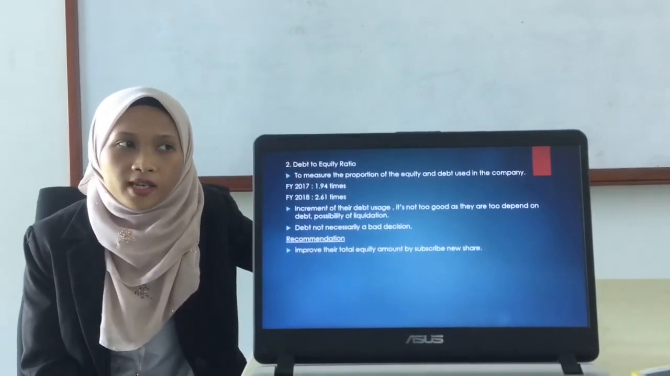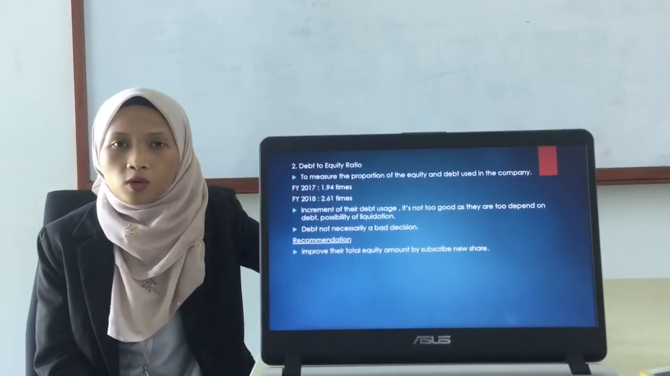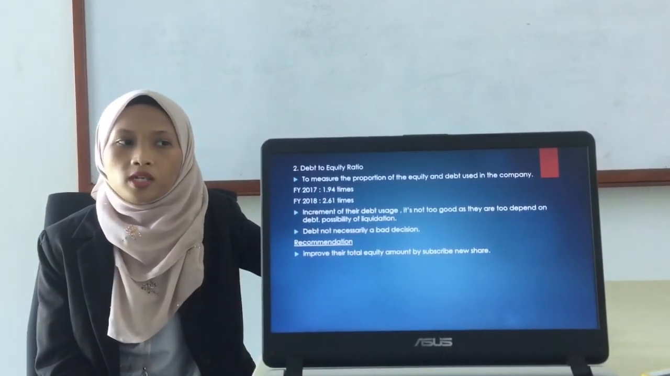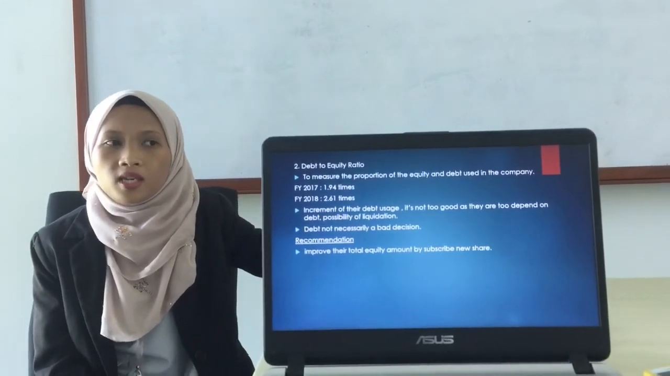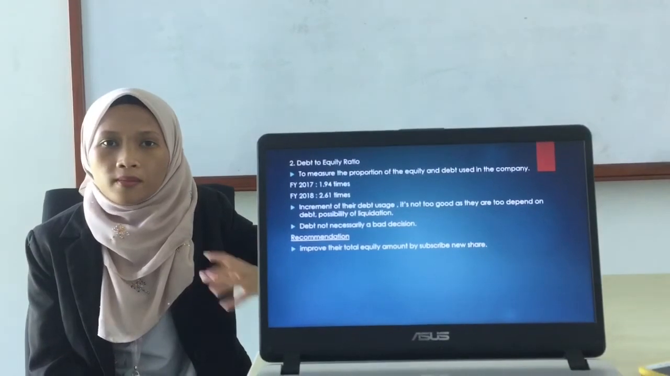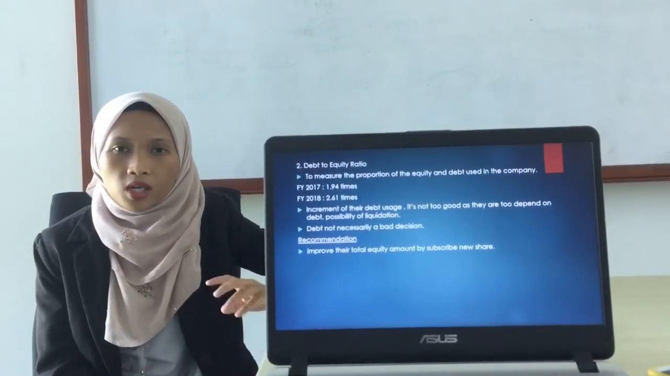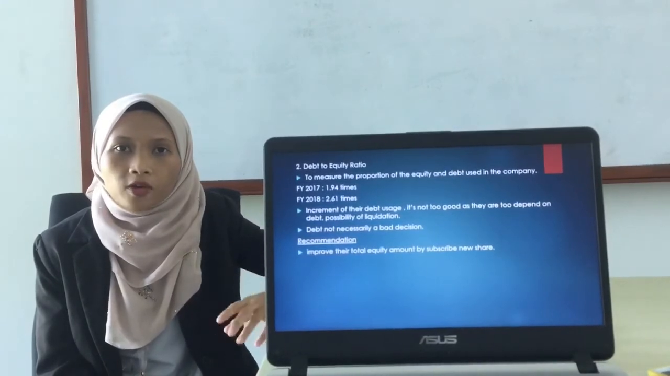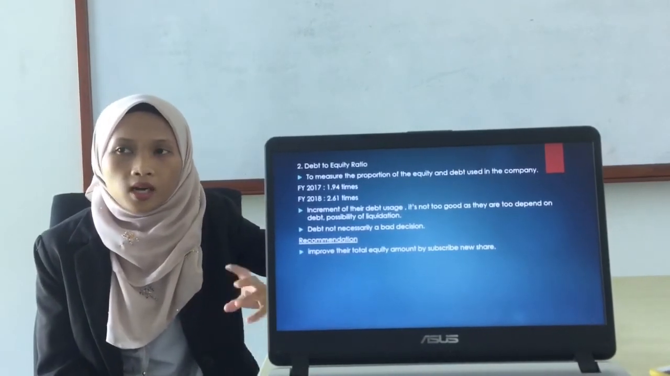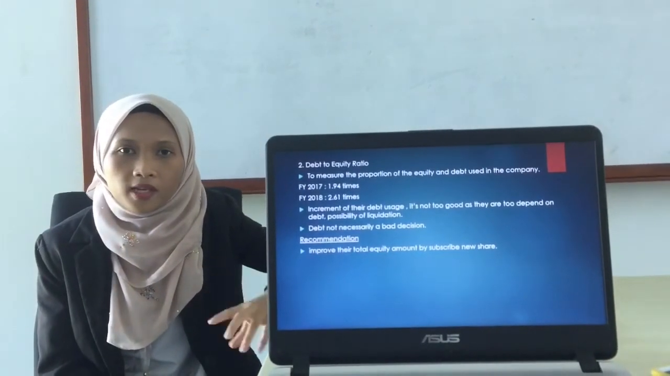Okay, next is the debt to equity ratio. The debt to equity ratio measures the proportion of debt and equity used in the company. It's a comparison between equity and debt used by the company. Equity is the shareholder equity, which comes from the shareholders' money, the capital that was used in the company to fund their business.